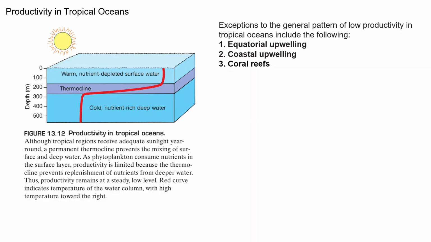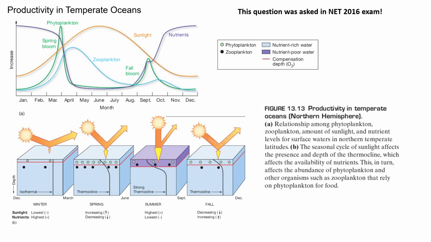Of course, there are some exceptions in the regions of equatorial upwelling, coastal upwelling, and coral reef, where the nutrients are higher and adequate sunlight is also there. We get good primary productivity. An interesting case scenario is the productivity in the temperate ocean.